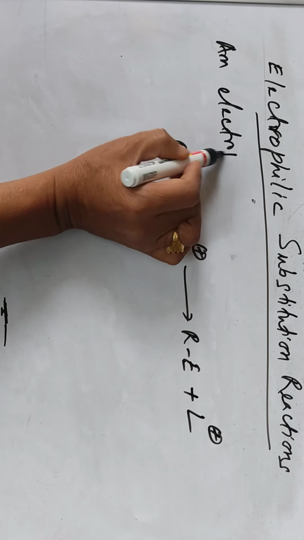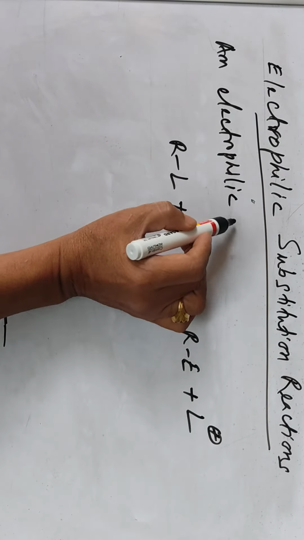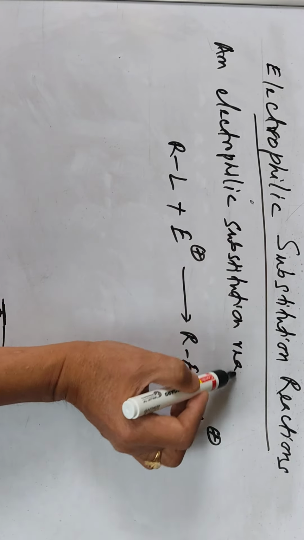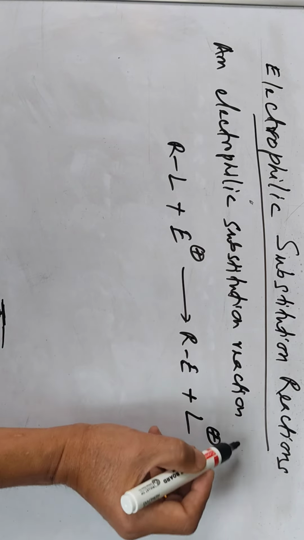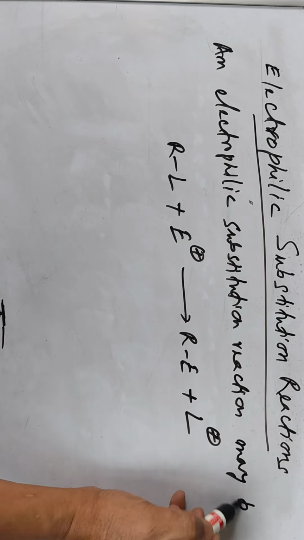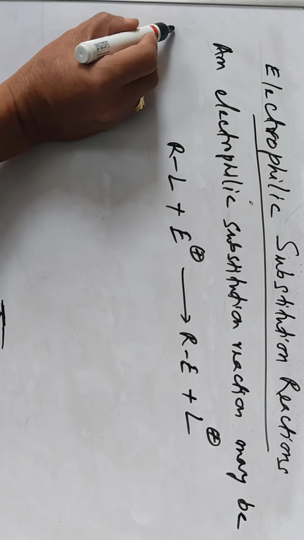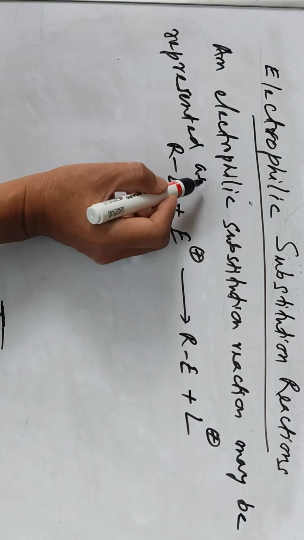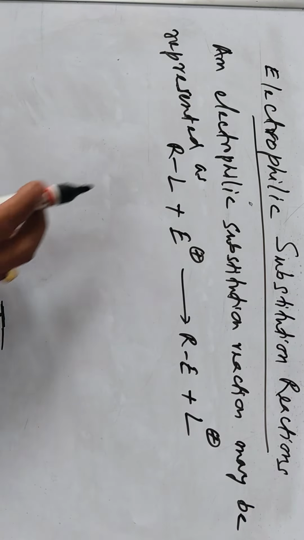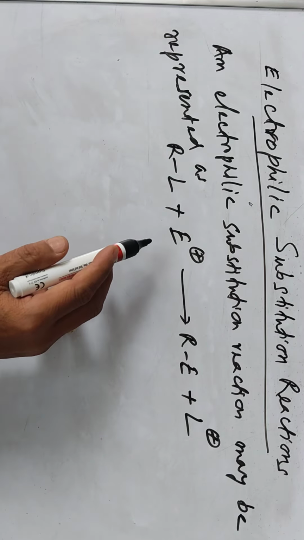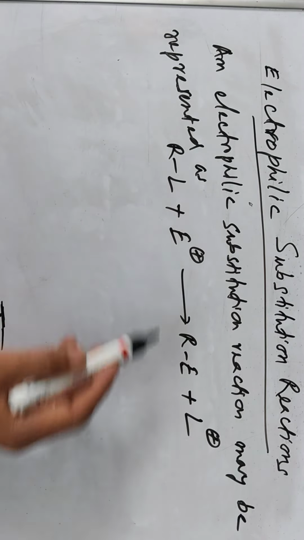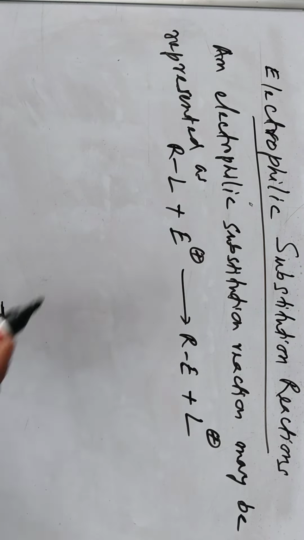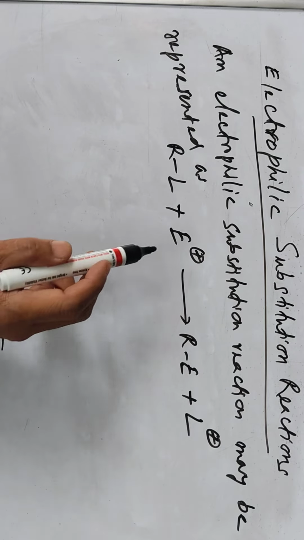An electrophilic substitution reaction may be represented as follows. R-L is the organic substrate, E positive is the electrophile, so L is substituted by E. Here the leaving group L is displaced by an incoming electrophile E positive.